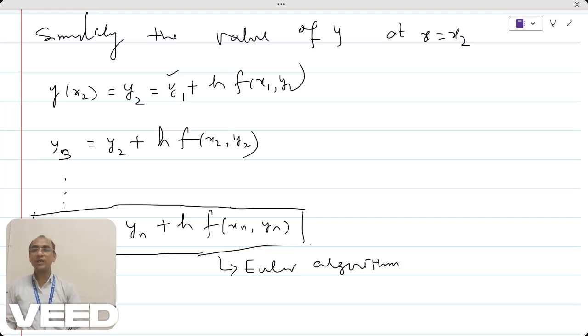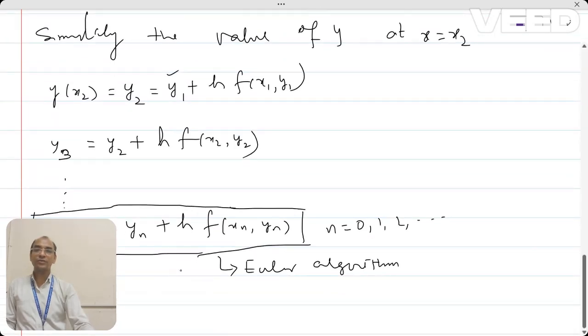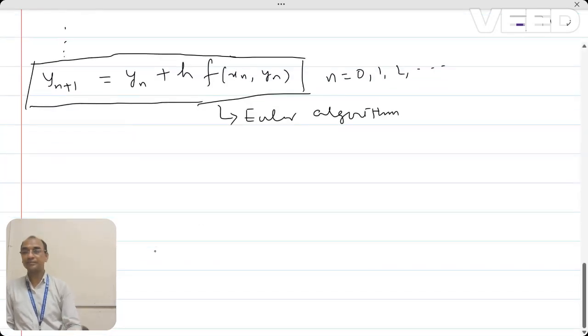Here n may be 0, 1, 2 and so on. If I put n equal to 0, I will get y1. If I put n equal to 1, I will get y2. If I put n equal to 2, I will get y3 and so on. So by using this algorithm, I can find the solution of the given differential equation with the initial condition y of x0 equal to y0.